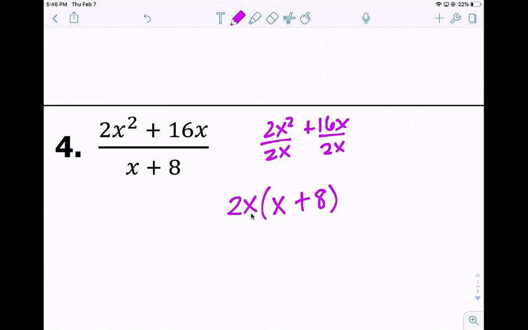I did not need to tic-tac-toe that. I have a binomial here, so that tells me I don't need to tic-tac-toe it either. So I'm going to divide that then by the denominator, which originally was x plus 8. After we rewrite our problem like that, we simplified it.